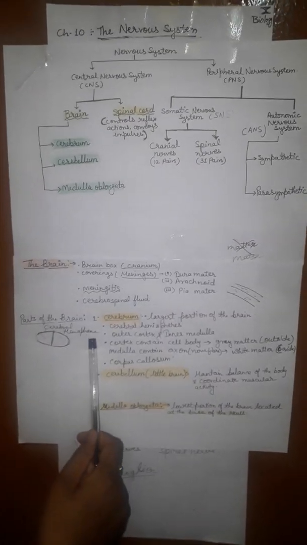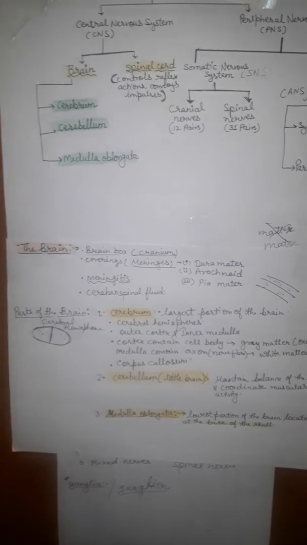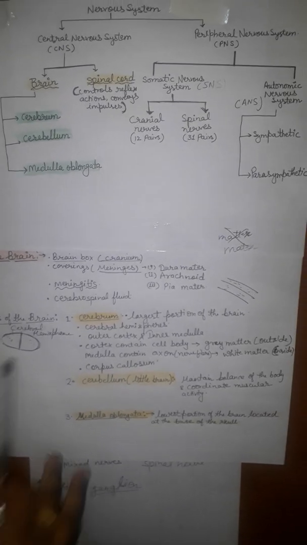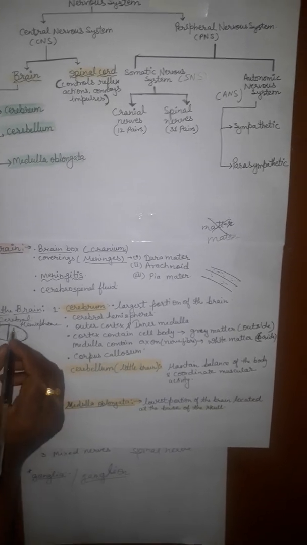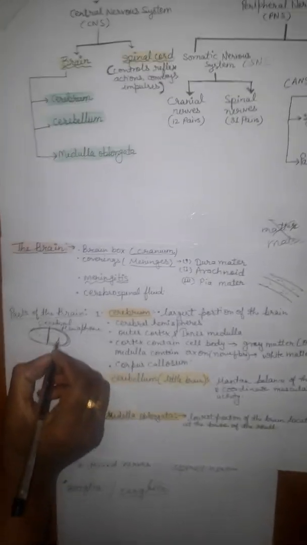Their outer surface is highly convoluted with ridges and grooves. Each cerebral hemisphere is hollow. Internally, the wall has two regions. The outer one is cortex and the inner one is medulla.